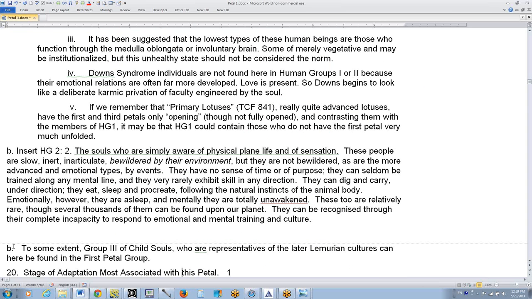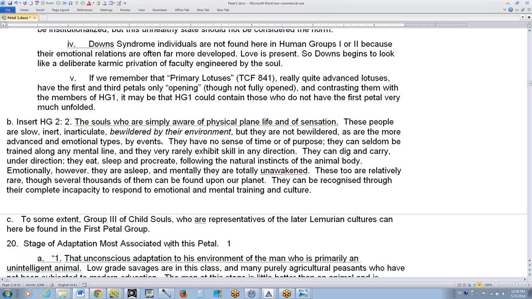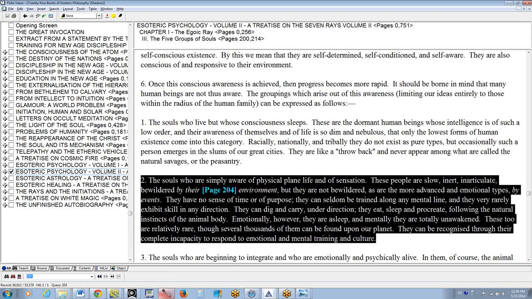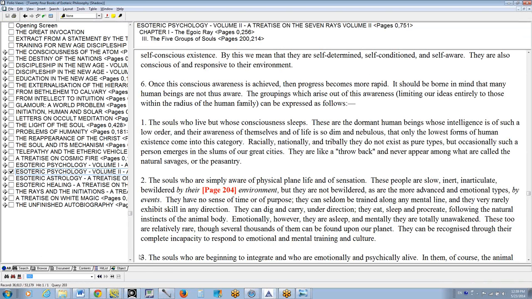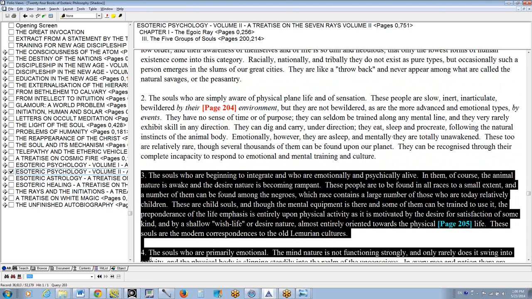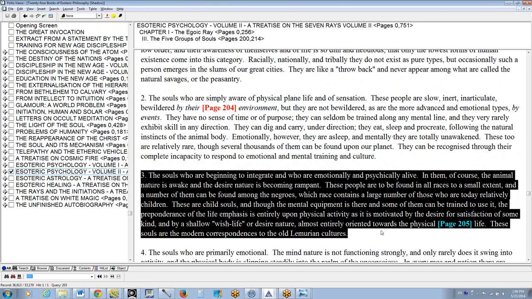And I think we can see how, and I've gone over that quite extensively. Then point C would be, to some extent, the group of child souls, who are the representatives of the later Lemurian cultures, can be found in the first petal group, or at least when that is unfolding, and they probably have some work being done in petal number 2. And as long as I'm there, I might as well include it, the souls who are beginning to be emotionally and psychically alive.